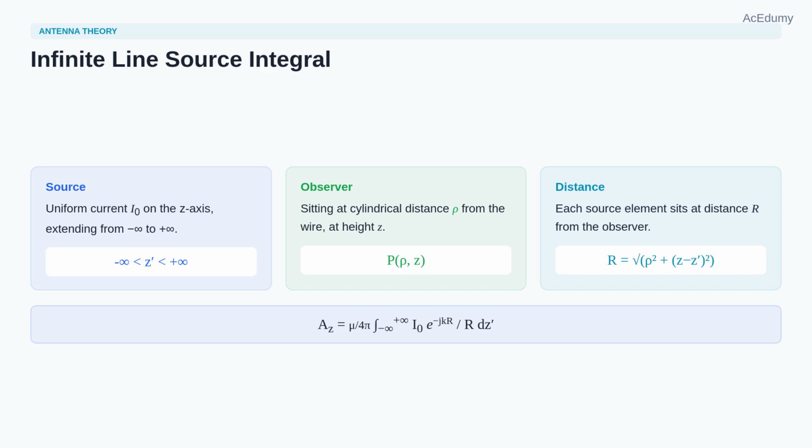Place the infinite line source along the z-axis, carrying a uniform current I0. The observer sits at a cylindrical distance ρ from the wire. The vector potential integral now runs from -infinity to +infinity. Each source element at height z prime contributes through the kernel e to the minus jkr divided by r, where r equals the square root of ρ squared plus z minus z prime squared.